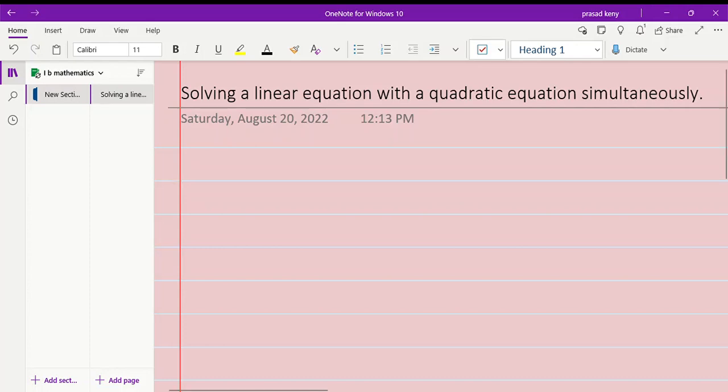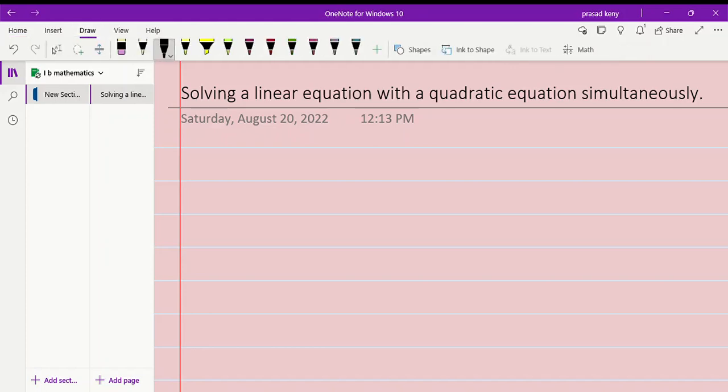Hello students, we have already seen how to solve two linear simultaneous equations. Now we have seen different methods for that. One was the substitution and another was the elimination. Today we'll consider one linear equation and another quadratic equation and we'll see how to solve them simultaneously.